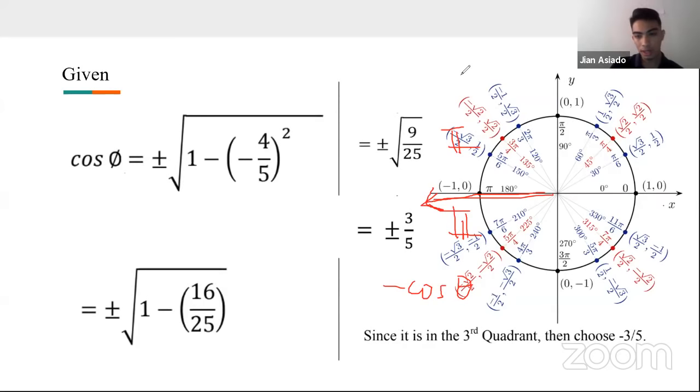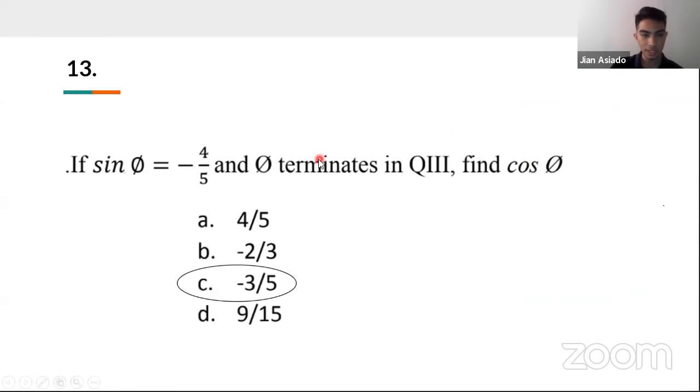Ayun. So, ayun, since cosine of phi yung tinatanong, no? So, that's negative, then negative 3/5. No? Okay. And then, ayun, so that's number 13, letter C.